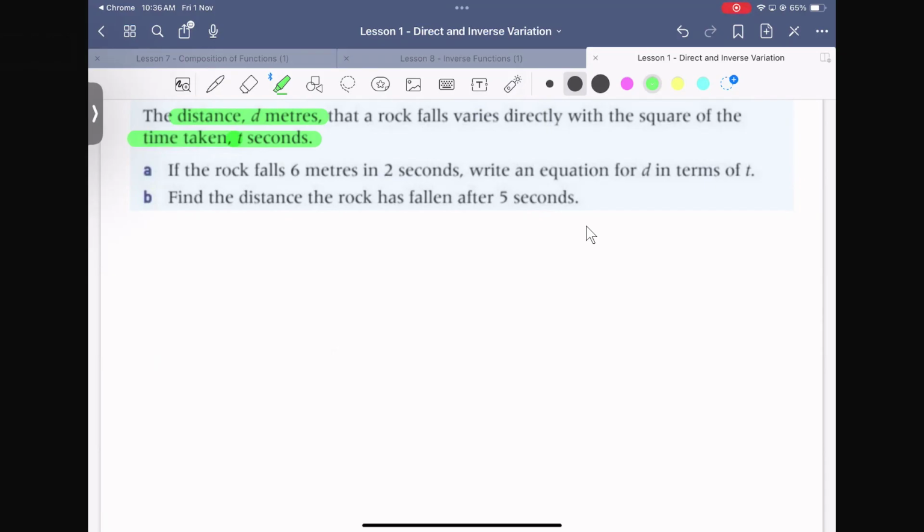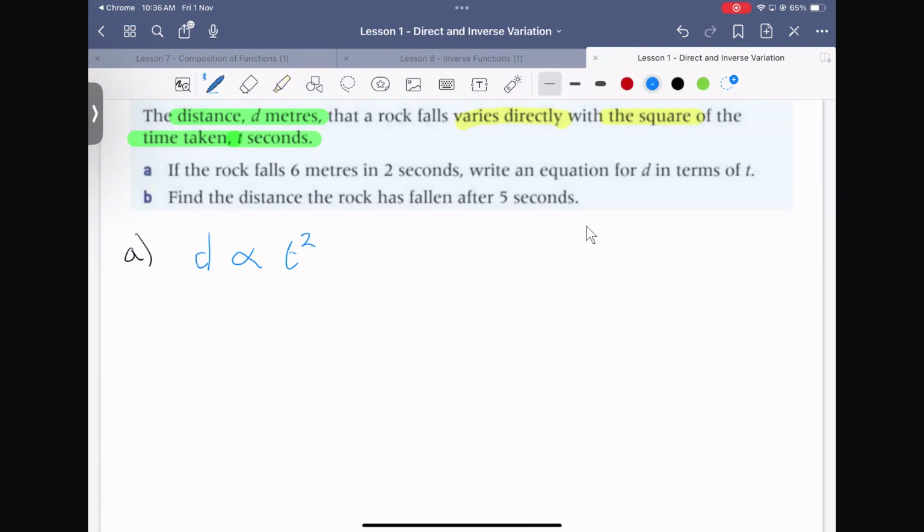It says that the distance varies directly with the square of the time. So it's the distance that varies directly with the square of the time, so the time has to be squared. Notice this terminology here: it says it varies directly with the square. It's very clear in the question. The distance d varies directly with the square of the time taken. And then we have to try and determine what the proportional system is.